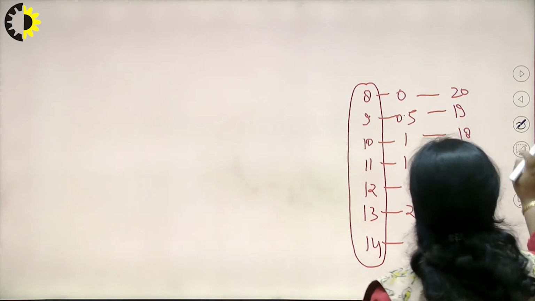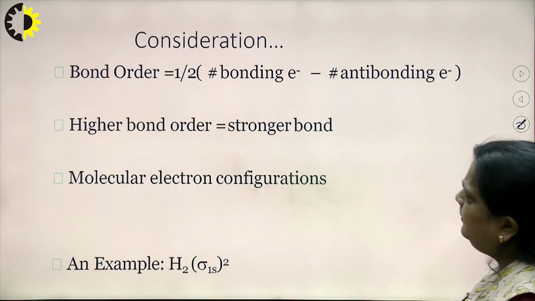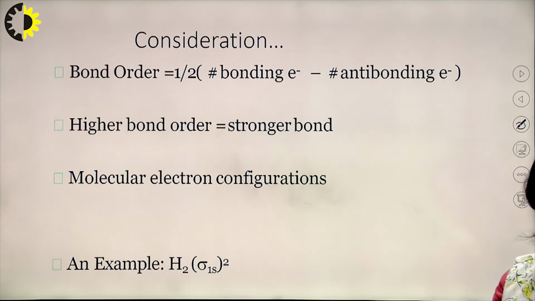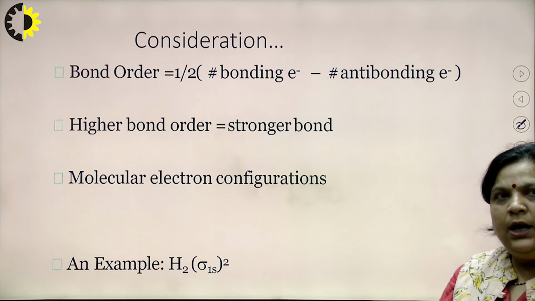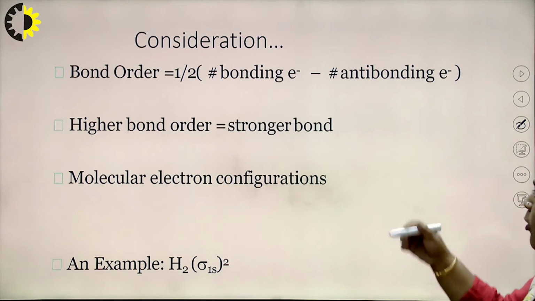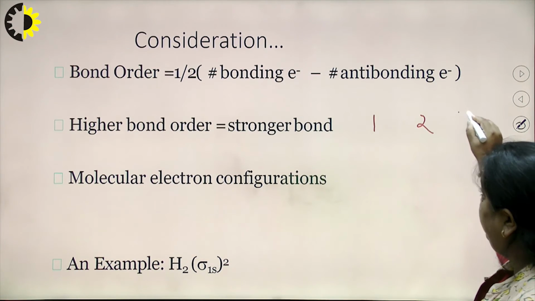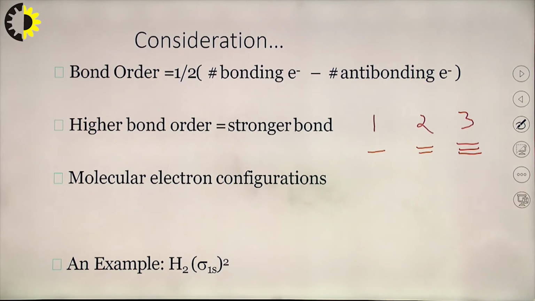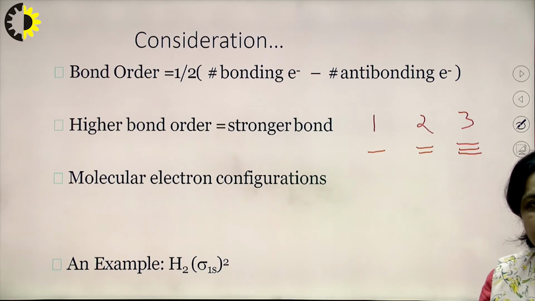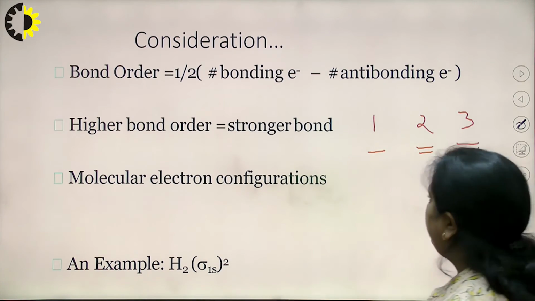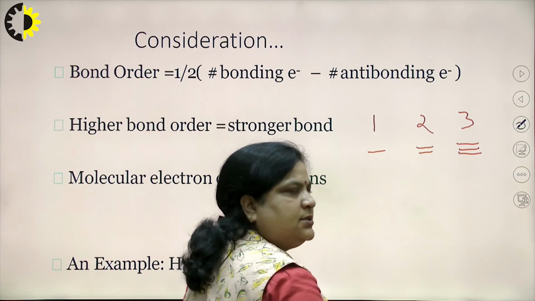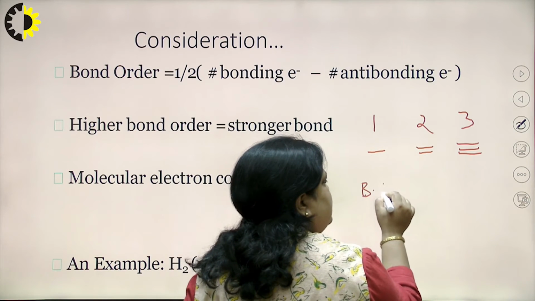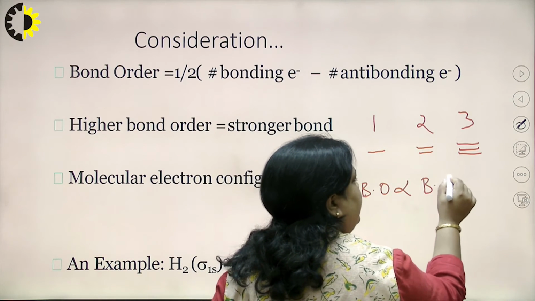Now, I have already explained that the bond order is half of bonding minus anti-bonding electrons, and bond order 1, 2, 3 means single bond, double bond, triple bond, and for a triple bond the highest energy is required to break this bond. So, what will be the order of bond energy? It will be in this order. So, we can say that bond order is directly proportional to bond energy.